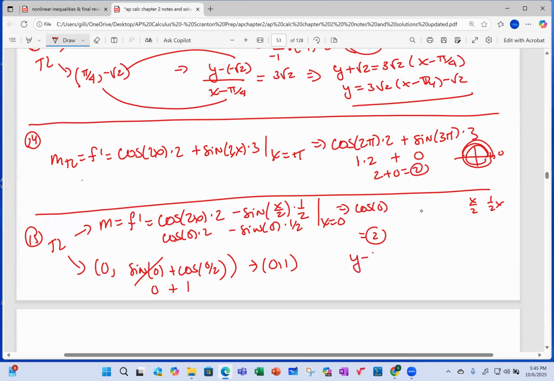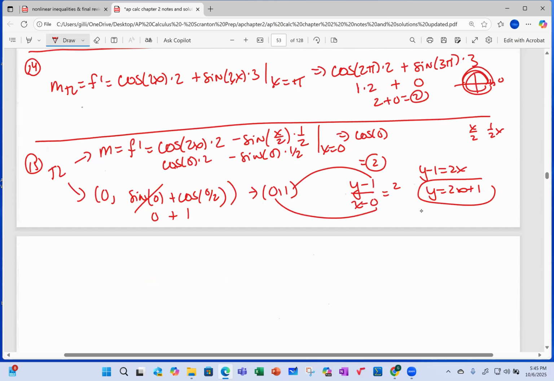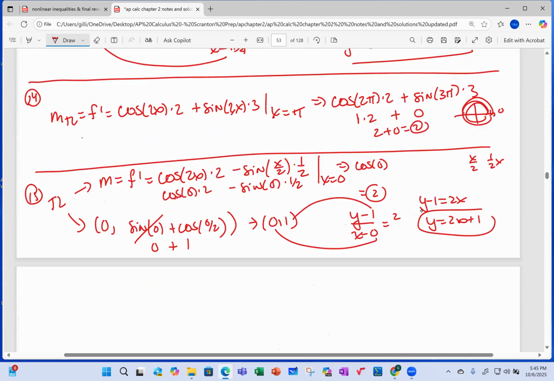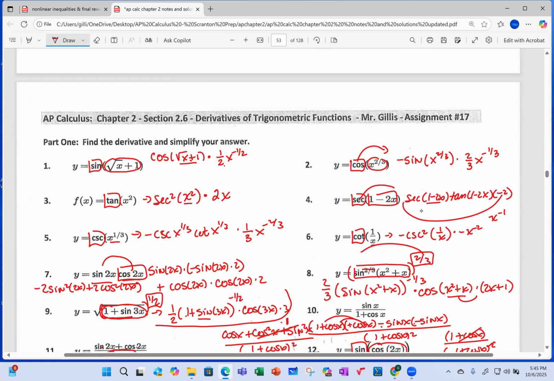So I've got to finish it out. So it's y minus the y coordinate over x minus the x coordinate equals my slope. The y, the x, and my slope. I'm going to cross multiply and have the 1, and there it is. And that concludes the solutions to homework number 17 of our trigonometric functions.